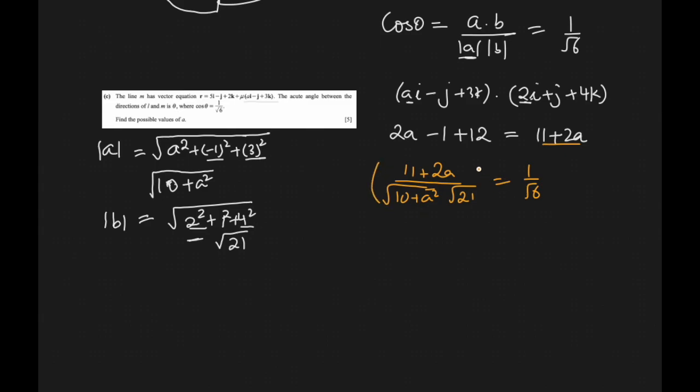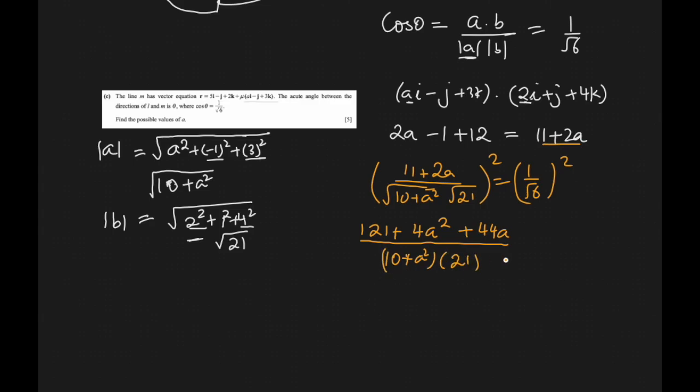To get rid of these square roots, let's square the whole of this and whole of this. So square of 11 is 121, plus 2a squared is 4a squared. Then it will be 11 times 2, 22, 44a, divided by, when this is squared, it becomes complete 10 plus a squared, and this will become complete 21. This will become 1 squared 1, and square root 6 becomes complete 6. Cross multiply.